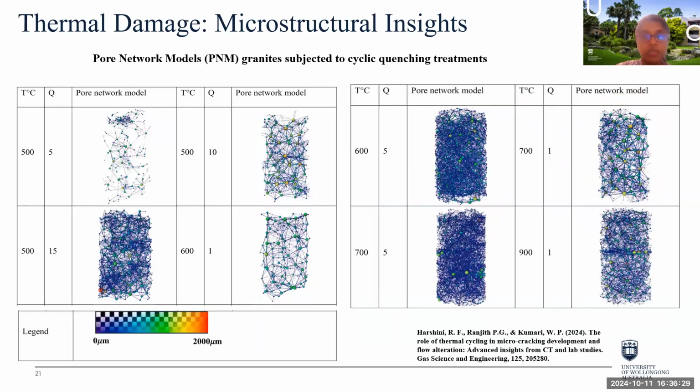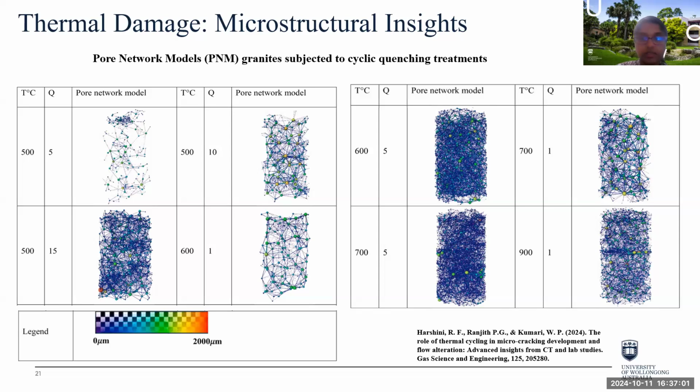And these are the results for granite subjected to cyclic quenching treatments. So you can see the temperature and number of cycles. We could not generate pore network for 500 degrees at one quenching cycle for this considered resolution. However, after multiple quenching cycles, pore networks began to form due to these interconnected fractures.